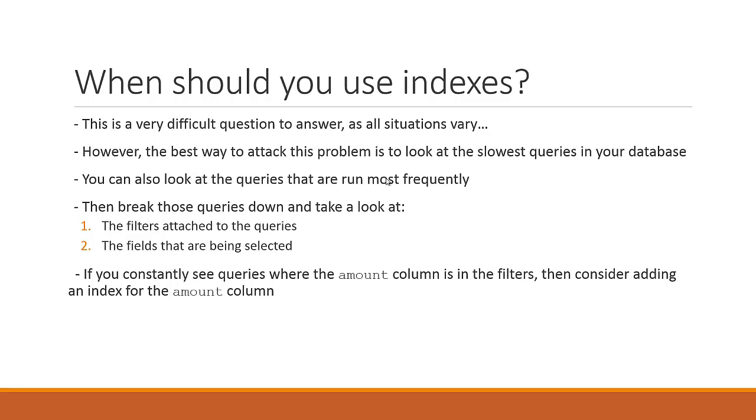So if you constantly see queries where the amount column is in filters, then, like I said, consider adding an index on the amount column. Or if you are constantly seeing the same column being selected, so when it says select whatever from whatever table, and you see one of the columns in there constantly being selected, then you can consider that one for indexing as well.